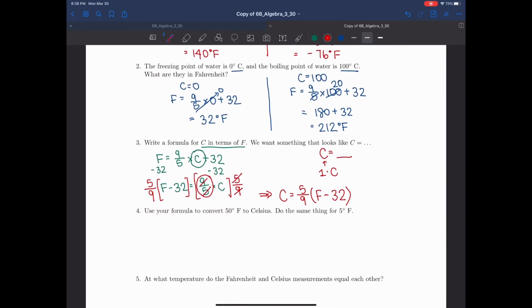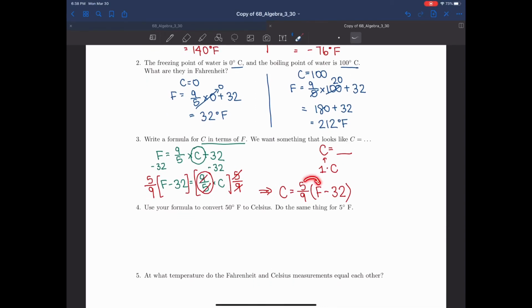We can leave it like this. If you would want, you can distribute the 5 over 9. I personally don't like distributing the 5 over 9 because it gives you a really annoying fraction to work with over here. I'd rather subtract a whole number and then deal with a fraction.